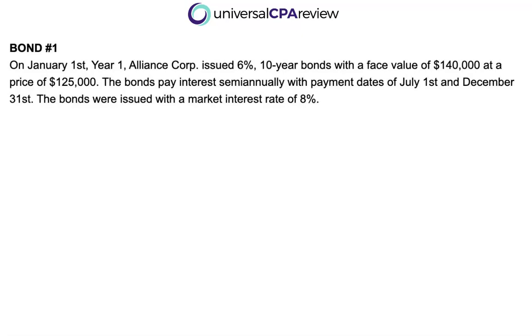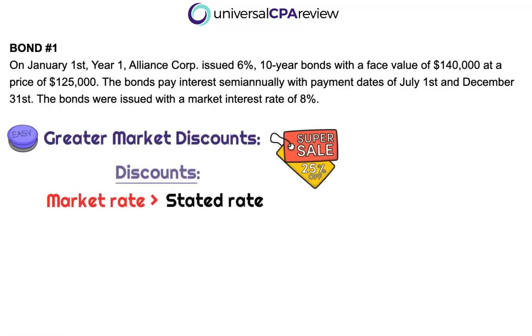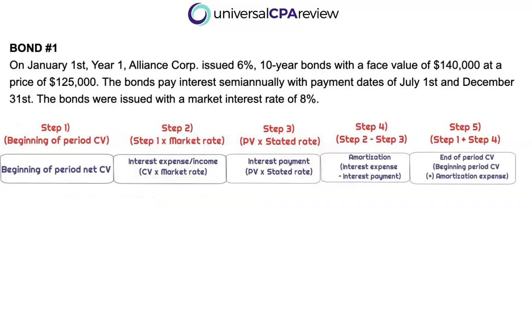So two reasons we know that this is a bond discount. Well, for one, the bond's issuance price is less than the face value, right? Face value $140,000, issuance price $125,000. We can confirm that by seeing that the stated rate is less than the market rate, right? When we think about discounts, we're thinking greater market discounts. Okay, so now we have enough information to build out our table. At the end of the day, this effective interest method table is going to be your sanctuary. You must know the 5 steps in our mental map.